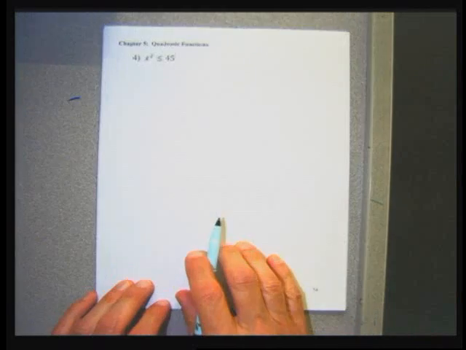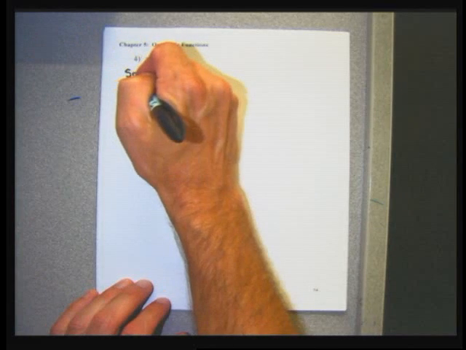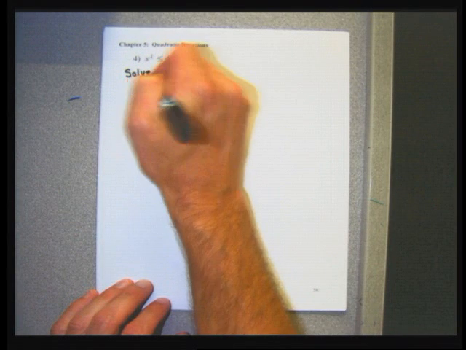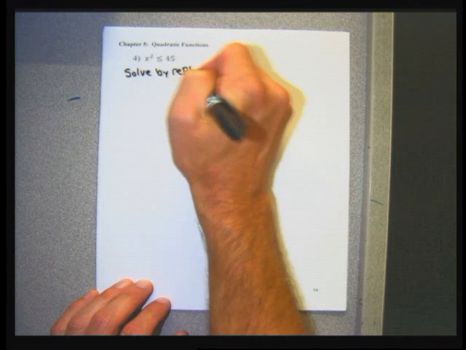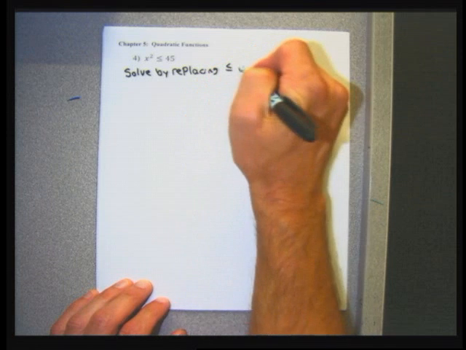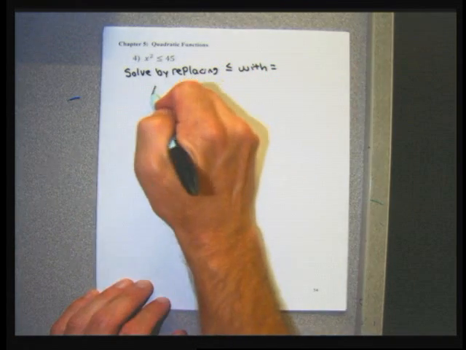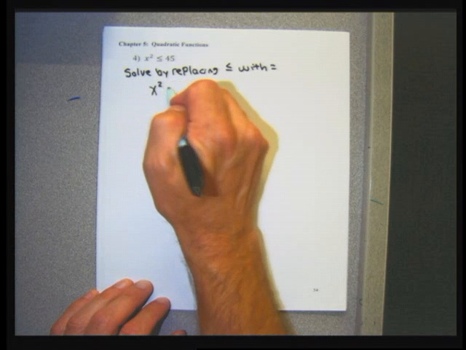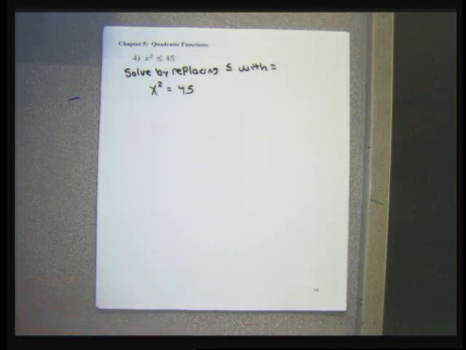So, problem 4. First step, solve by replacing the less than or equal to with an equal. So it's going to give me x squared equals 45. Solve this by square rooting.